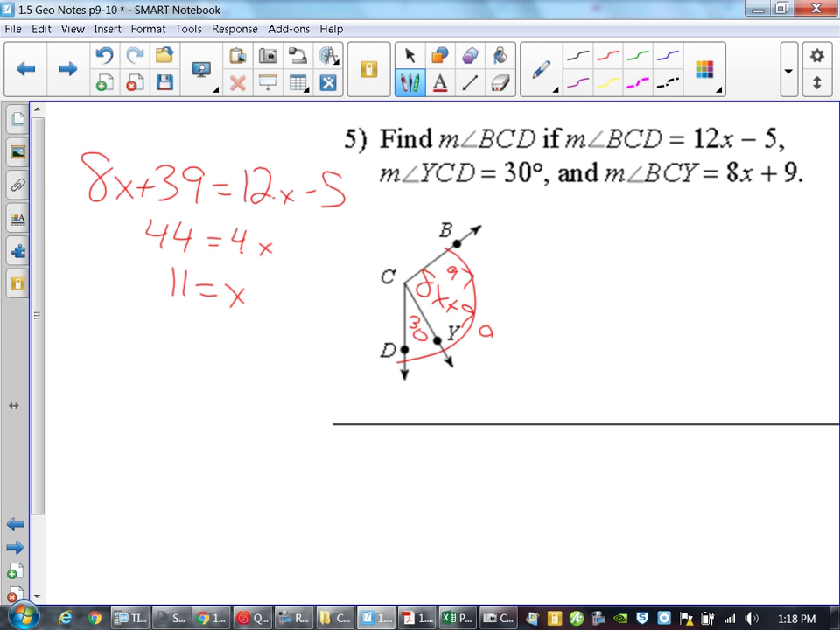Well, 97. 97 and 30 is 127, I believe. And then 12 times 11 is 132. Subtract the 5 and you get 127. Indeed.